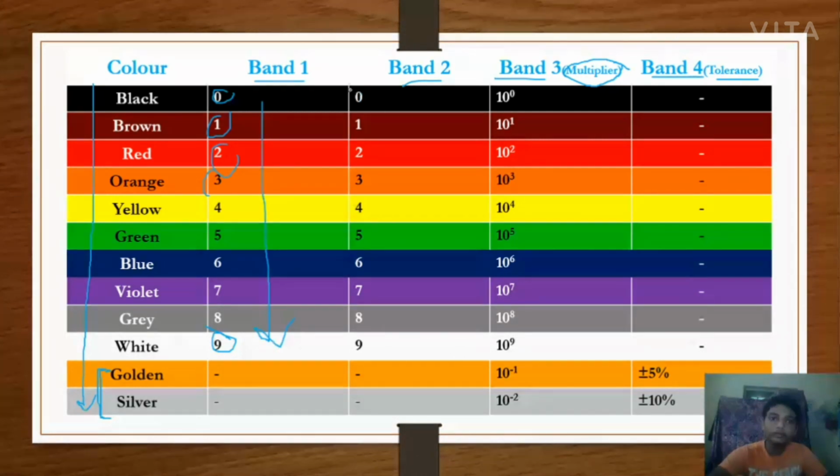Again, for band 2, black is 0; the band 1 and band 2 values are the same for the colors. Brown is 1, then 2, 3, 4, 5, and it moves down to white, up to 9. Now the multiplier is 10 to the power of the band value. That means the band value will come in this power.